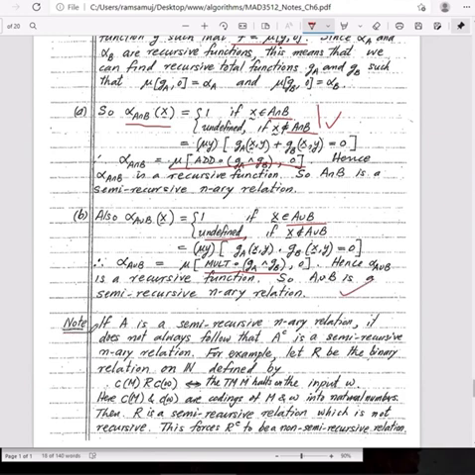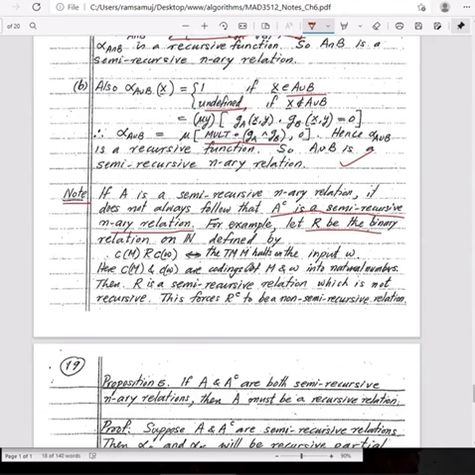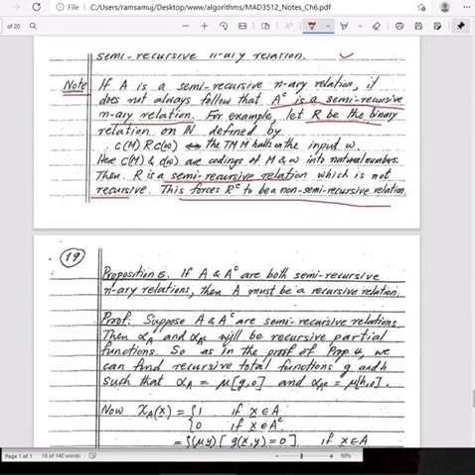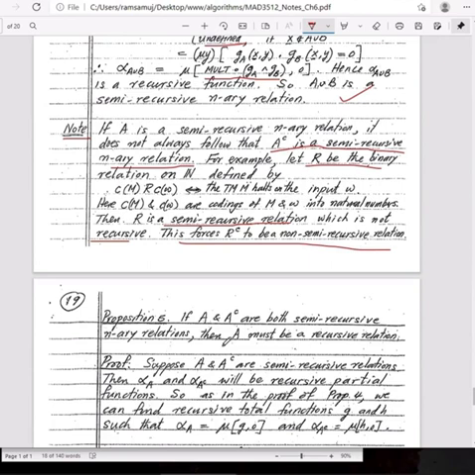Now, I'll put a note: if A is a semi-recursive n-ary relation, it does not always follow that its complement is a semi-recursive relation, right? For example, let R be the binary relation on N defined by, same thing, Turing machine halts, right? Then R is a semi-recursive relation, which is not recursive. And this forces the complement of R to be a non-semi-recursive relation. And you're thinking, all right, if A is semi-recursive, A complement is not even semi-recursive, it is bad. So you're thinking, couldn't A complement be half good?